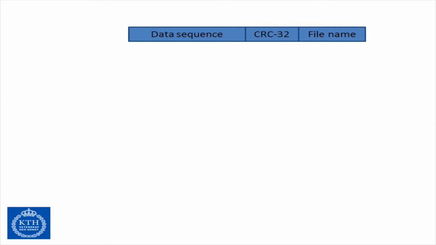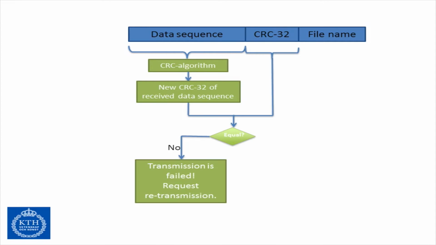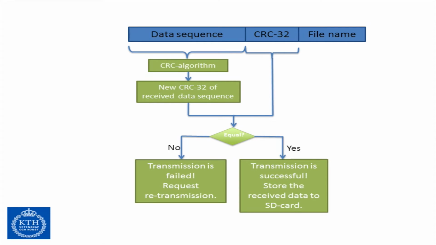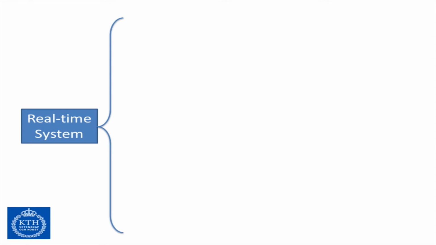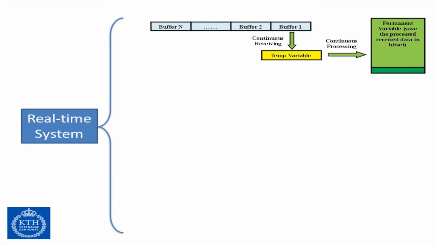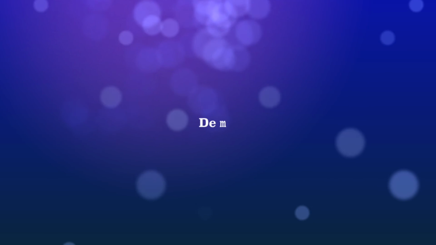The received data sequence will go through CRC again. If an error exists, the receiver will request retransmission. Otherwise, the data will be converted to bytes and stored on the SD card. Now we have finished the real-time file transfer. The system is real-time because we process the received data buffer by buffer. This receiving scheme makes our system able to process the data while receiving, which means we don't need to wait until the whole data is received.